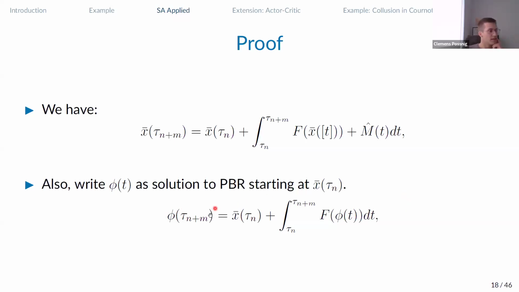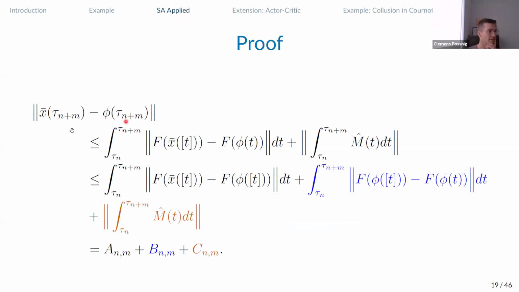And what we want is to compare these two. So we just take a difference and look at the norm of that. On the left-hand side, that's what we have. And on the right-hand side, this is now upper bounded by the integral of the norm of the ODE applied to the linear interpolation and the solution of the ODE, and the accrued error terms over time.